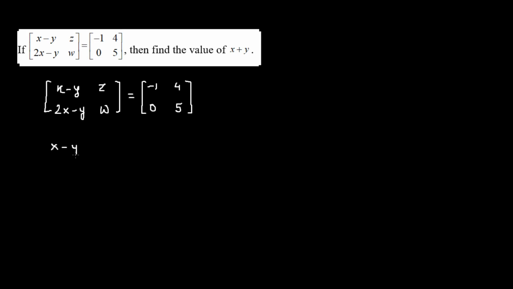What I mean to say is we can write x minus y is equal to negative 1, z is equal to 4, 2x minus y is equal to 0, and w is equal to 5. So here, in order to find out the value of x plus y, we need to find out the value of x and y first. So we don't have to deal with the value of z and w. So let's begin by subtracting x minus y from 2x minus y.